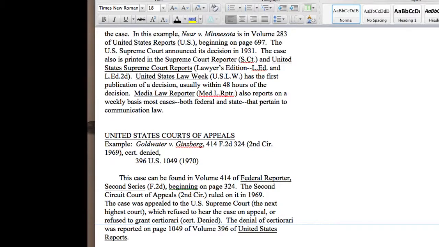Now, this was appealed in the Second Circuit, which is Massachusetts, and the Supreme Court in 1969 did not say that it would hear the case. It did not grant certiorari. So that's what cert denied means. And then you can see that decision in volume 396 of the United States Reports on page 1049 in 1970.